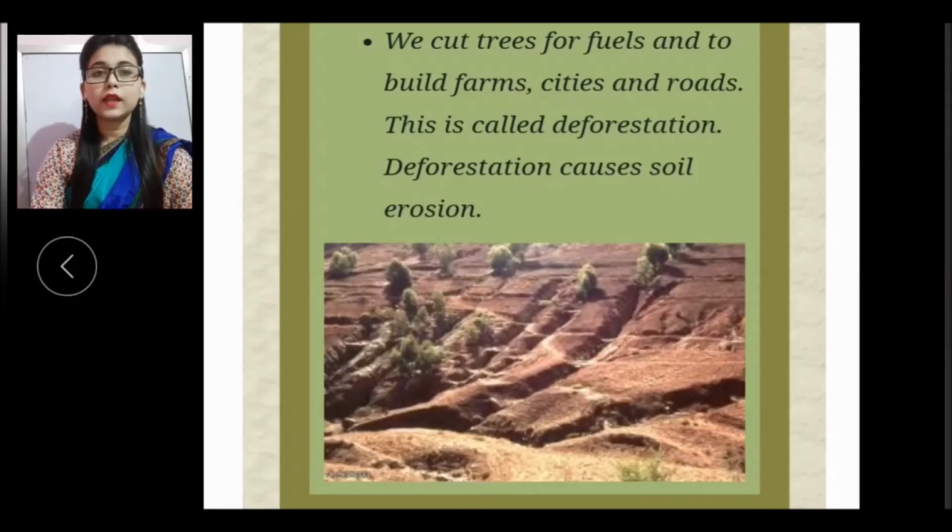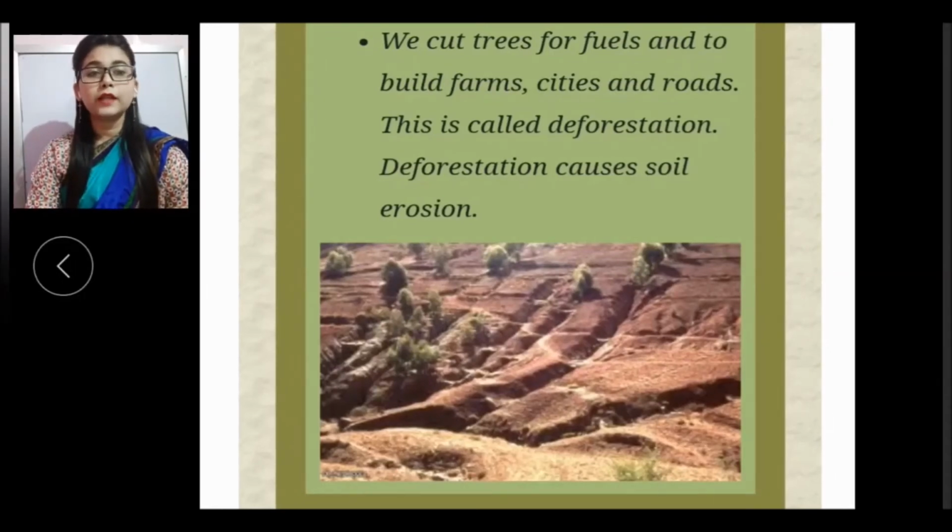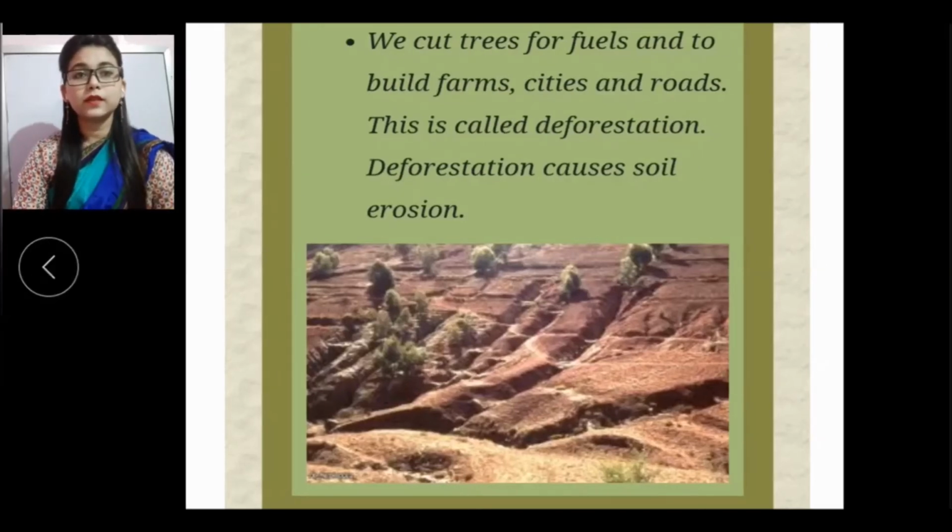Now you are thinking why cutting down trees can be a cause of soil erosion. You know very well that the roots of the trees and bushes and the grasses hold the soil. There is very little chance of soil erosion. So that is why trees are very important.